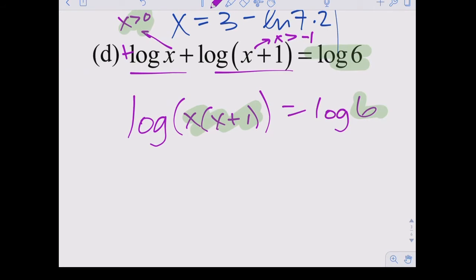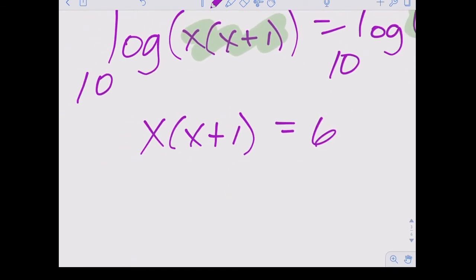Now, if you want to use that property, go ahead and do that. Or if you want, you can exponentiate both sides base what? 10. And that also works because what's 10 to the log base 10 of blob? Blob. And on the other side, what's 10 to the log base 10 of blob? Blob. So however you want to think about it, you get to this result. Now, of course, if you distribute, you get x squared plus x. You would probably subtract the 6, get it equal to 0.